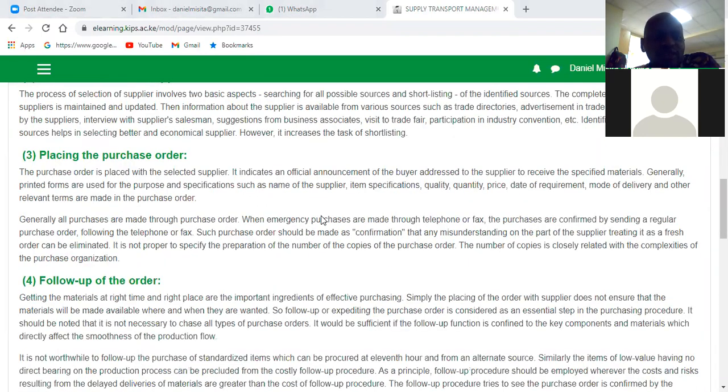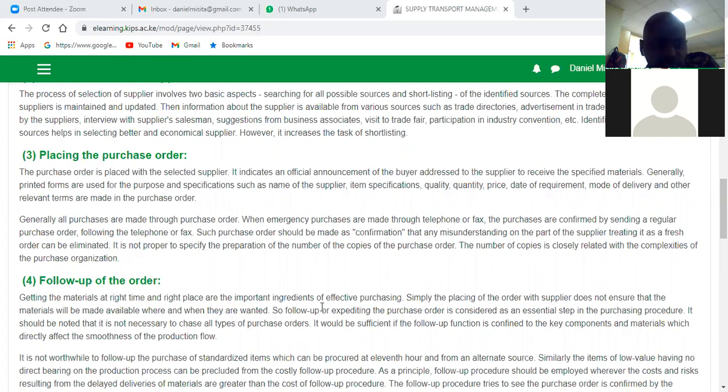Then the other thing is placing the order or purchase order. So purchase order is placed with the selected suppliers, and it indicates an official announcement of the buyer's address to be received by the specific materials that are needed in the organization. So once you generate a purchase order, the purchase order is mailed to the supplier, or you can decide to send a WhatsApp because of technology nowadays. Then the supplier must be able to confirm receipt of the order.